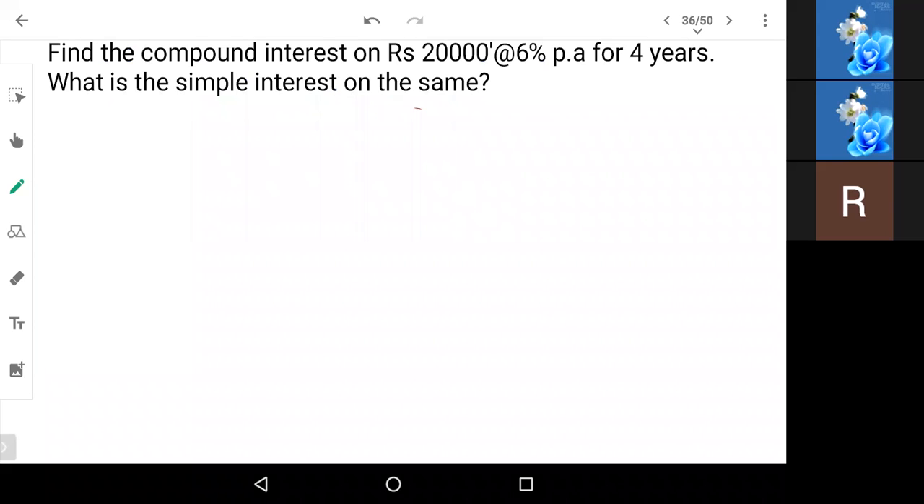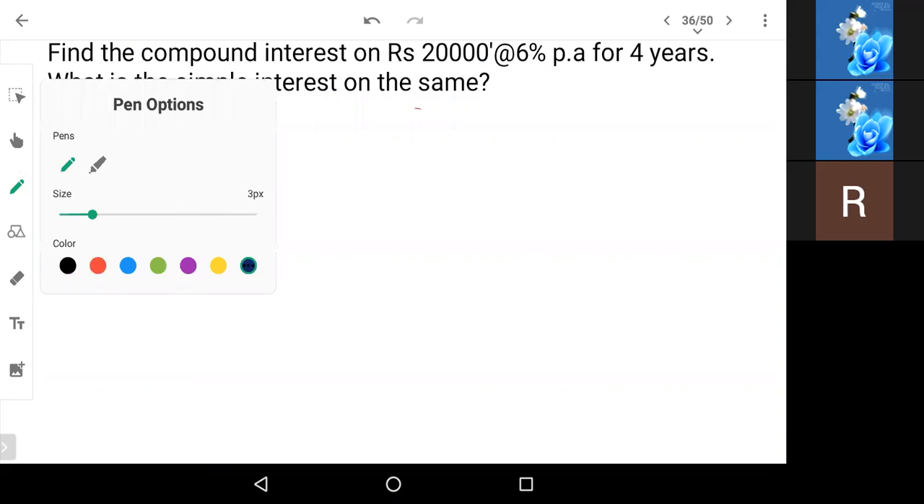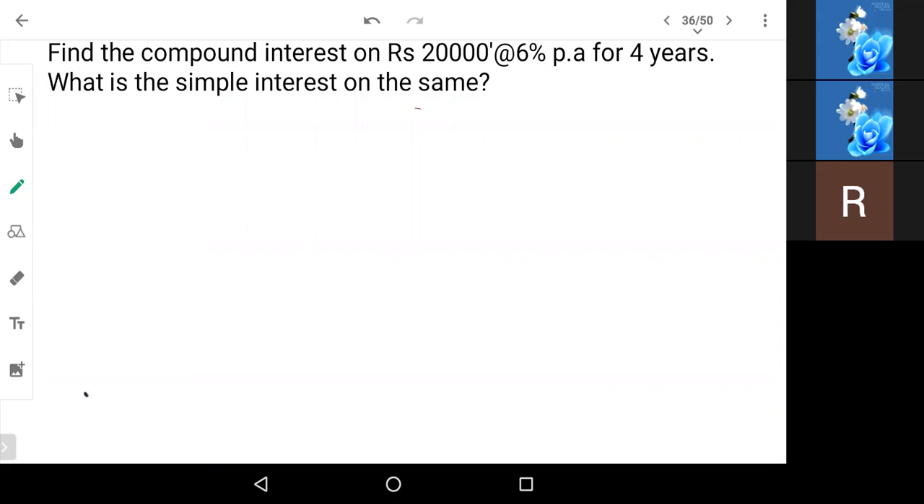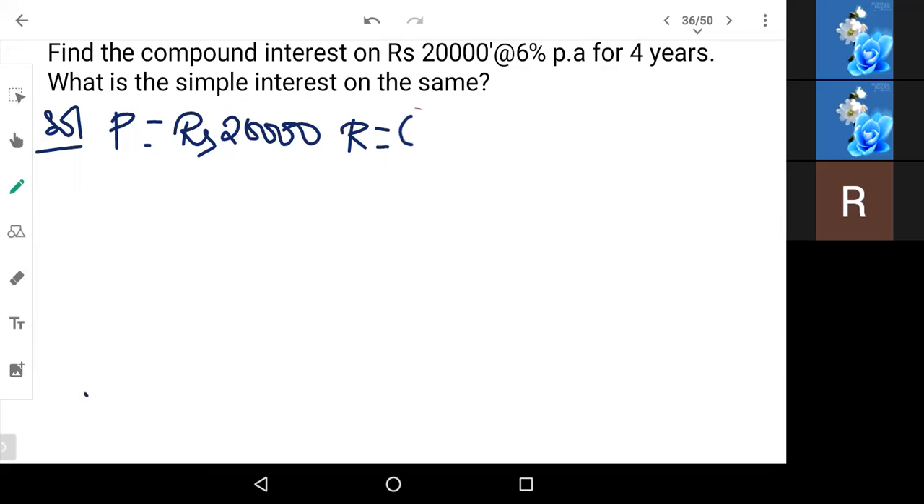Now, moving to the next question. Find the compound interest of 20,000 at 6% per annum for 4 years and also find the simple interest. So, solve it along with me. What is given? Principal is rupees 20,000. Rate of interest is 6%. Time is 4 years.